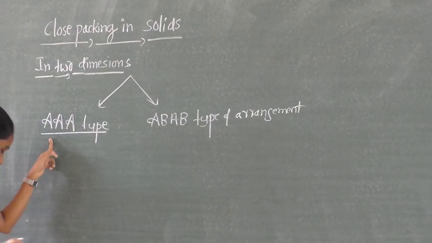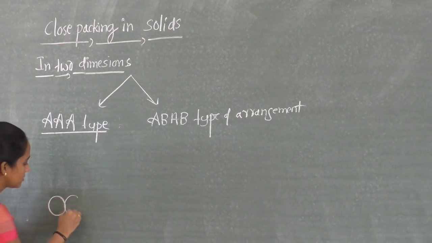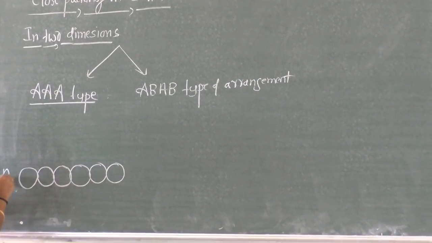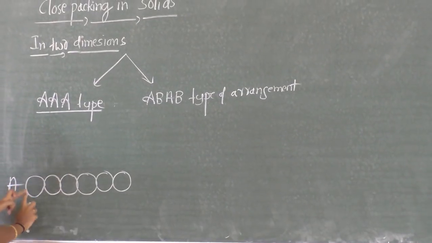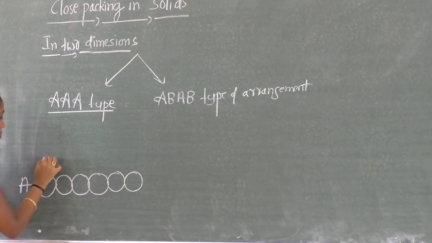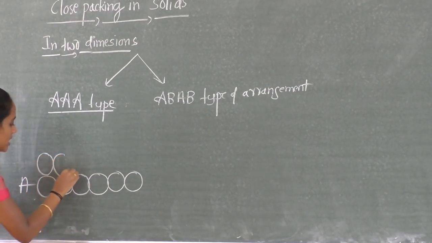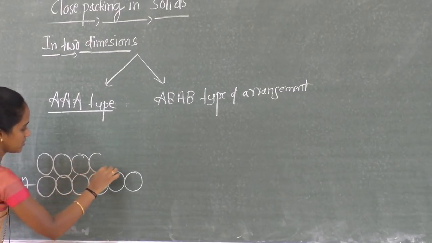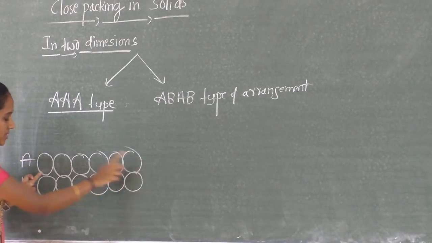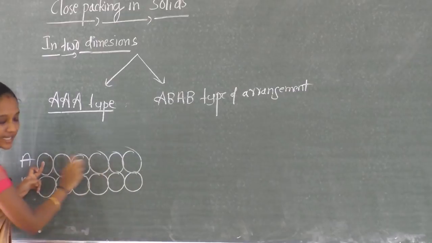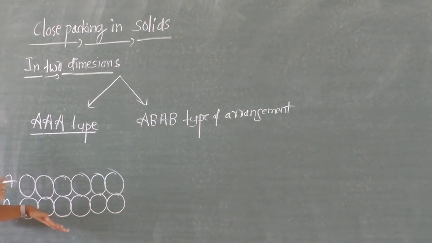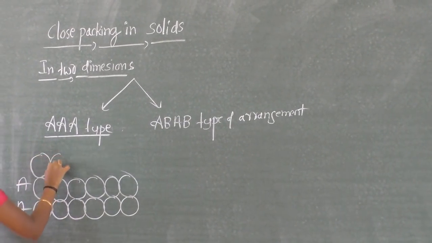See, under AA type, let it be A, the layer A, and only one dimension it has. Now I need 2 dimensions. So what we have to do? Place one more layer above this, like this. This is also A type. See here, the spheres of the second layer lie exactly above the spheres of the first layer. Clear? Consider one more layer here.